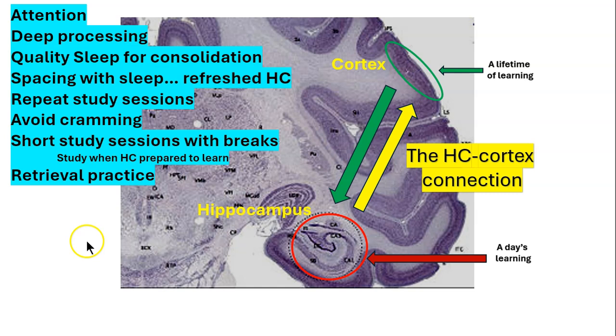So the point of this lesson then was that if we understand the dynamic interaction between the hippocampus and the cerebral cortex, it sheds light on the best practices for studying. We've got to align our study practices with how the brain works.